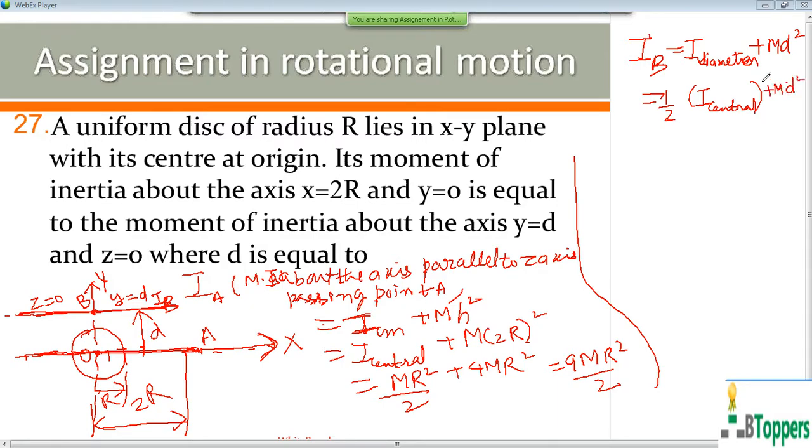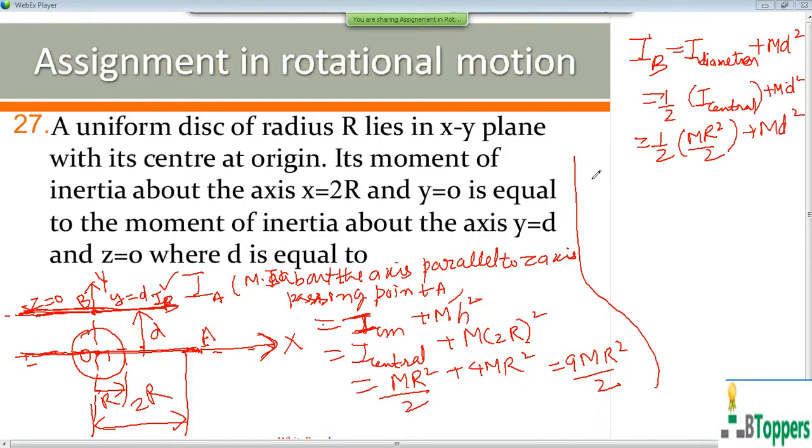That is, the second axis passing through the point B, which lies in the xy plane and is parallel to the x-axis, will be parallel to one of the diameters of the disc. That means here I_CM means you should take the moment of inertia about the diameter of the disc to find I_B. So the moment of inertia about the central axis of symmetry can be written as MR square by 2.